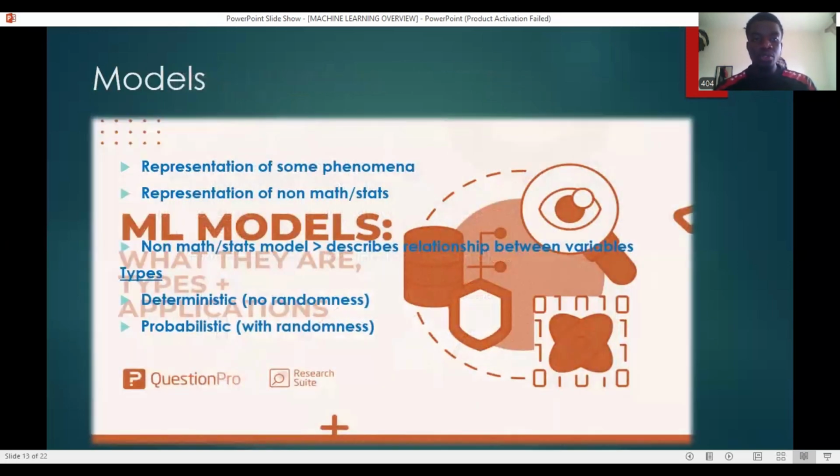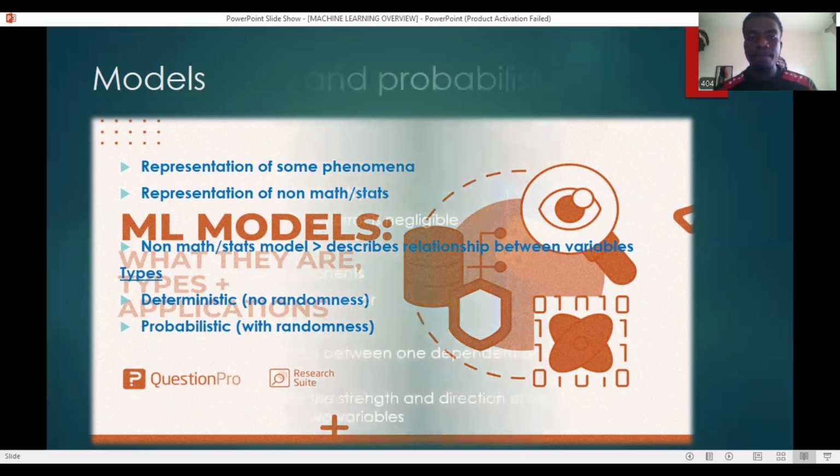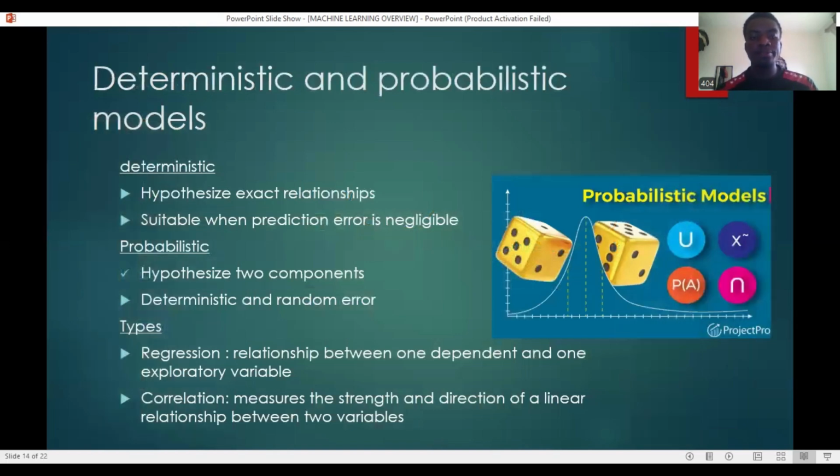Then models. A model is a representation of some phenomena, a representation of math and stats. We have two types, deterministic and probabilistic. Deterministic has no randomness. Probabilistic has randomness, like some chance. Deterministic hypothesizes exact relationships and is suitable when prediction error is very negligible. Then probabilistic is some sort of probability: deterministic and random error. In math, we're adding some error. That's where it comes from.